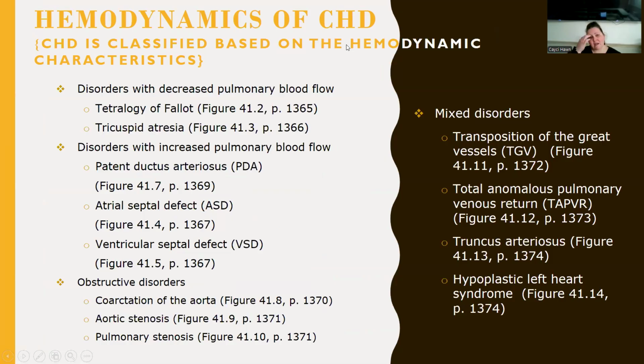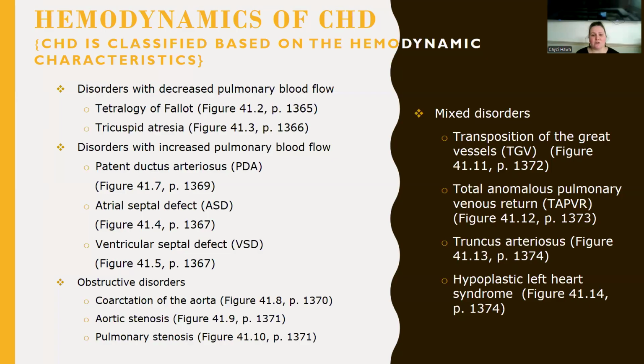So when we look at congenital heart diseases, those are based on the hemodynamic characteristics. So we look at disorders with decreased pulmonary blood flow, disorders with increased pulmonary blood flow, obstructive disorders, and mixed disorders. So disorders with decreased pulmonary blood flow, those are going to be your cyanotic babies, your babies with tetralogy of Fallot, your tricuspid atresia kiddos.